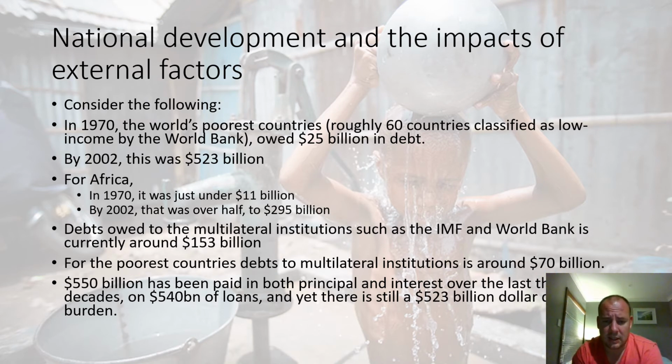Debt is owed to multilateral institutions such as the IMF, which is the International Monetary Fund, and that is currently about 3 billion. So for the poorest countries, debts to multilateral institutions are around 70 billion. So these are huge loans, and these poor countries are still trying to pay that off. And that's why it's an external factor, because you've got these big institutions like the IMF and World Bank still wanting their money. There has been a recent campaign to get these institutions to cut the debt. They have started doing that, but still these countries are in debt.